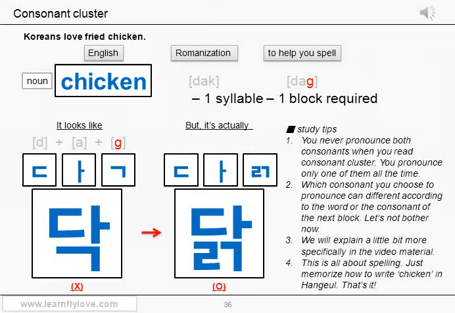There's no way to explain it. It's just all about spelling, so you need to memorize them all. But don't worry, no need to be stressed out. Just, you need to know that even though there are two consonants in the final, you always pronounce one of them only. This time, you only pronounce the second consonant, g, sound. So it's d, ta, tak, tak. L consonant is a silence here.